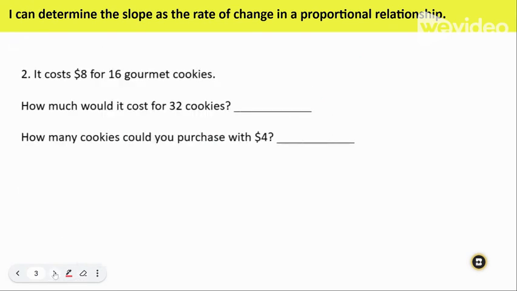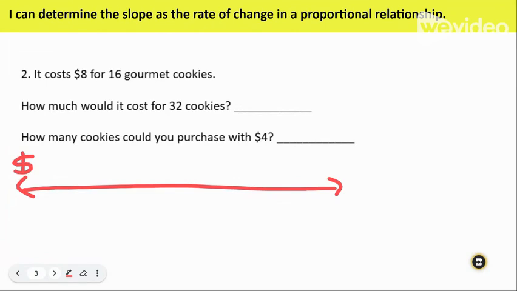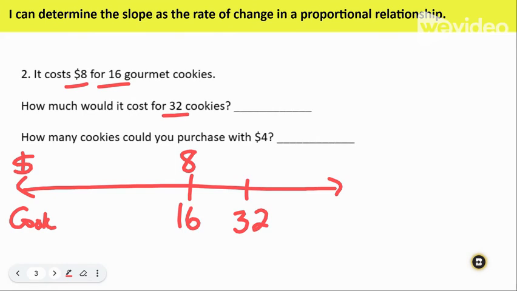I'm going to show you the second example. It costs $8 for 16 gourmet cookies. How much will it cost for 32 cookies? So I'm going to do a double number line. I'm going to put money and cookies here. I'm going to put, for example, for $8, 16 cookies. That's what my problem is telling me. And now it's asking me for 32 cookies, how much money?